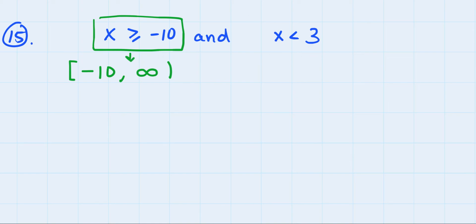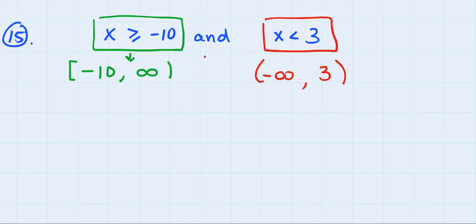But at the same time, let's do this one in red. X has to be less than 3. So the biggest number we can be, but not equal, is 3. We go from negative infinity to 3. So we want to find the intersection. We have the word and here, and this is the intersection.